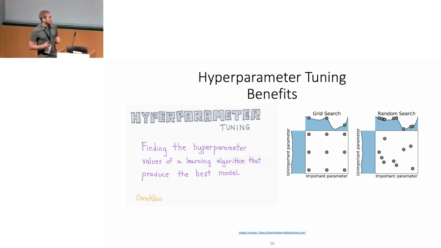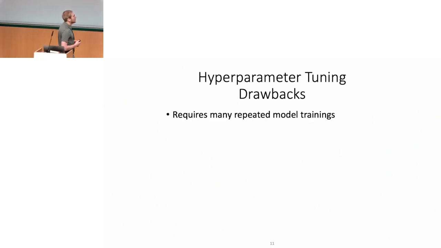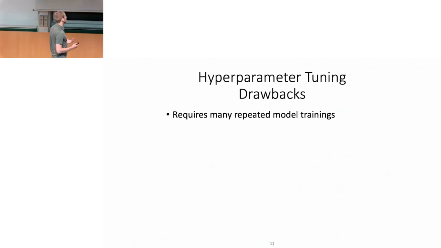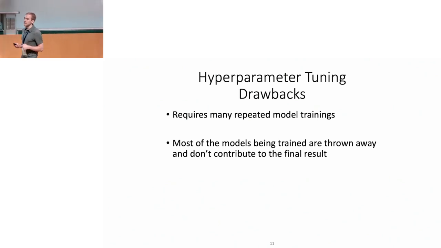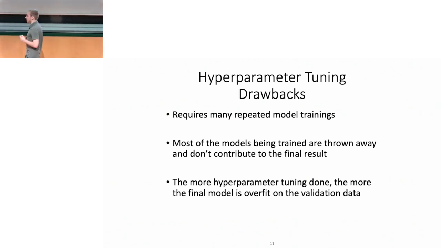So that's great. However, each time you want to evaluate a given hyperparameter setting, you have to train the model, and so it requires many repeated model trainings to tweak the levers. Most of the models that you train just end up being thrown away because they're suboptimal, and so it's, in a sense, wasted time from what optimally could have been done if you just knew the correct model from the get-go. And the more hyperparameter tuning you do, the more you end up overfitting on your data, and your validation score starts getting less representative.